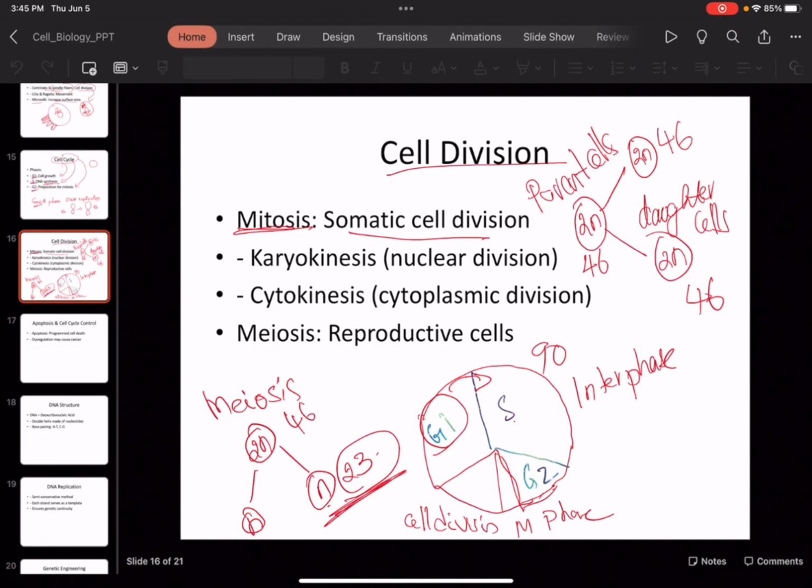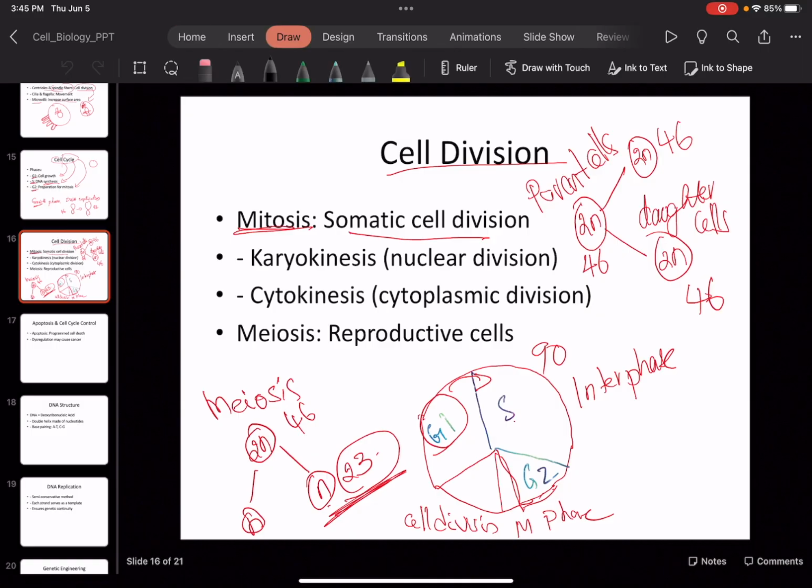So this is karyokinesis, nuclear division. The nucleus starts dividing. Once the nucleus division happens, the cytoplasm starts dividing. So when you see that the nucleus is divided, then the cytoplasm starts to divide, making two new cells. The cytoplasm division we call cytokinesis.